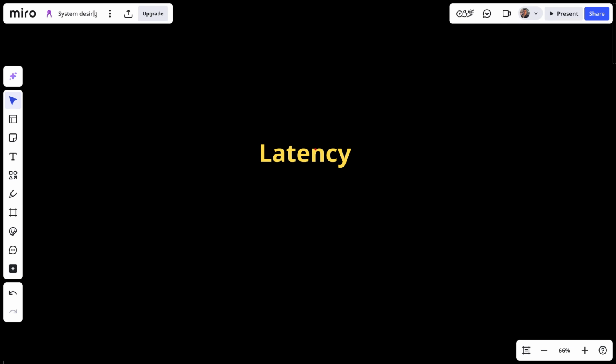Have you ever been on a video call and experienced a frustrating delay, or tried to load a website only to stare at a blank screen for what feels like an eternity? This is a common problem, and the main culprit is a performance metric called latency. So this experience we call latency. So what exactly is latency and why does it matter so much?